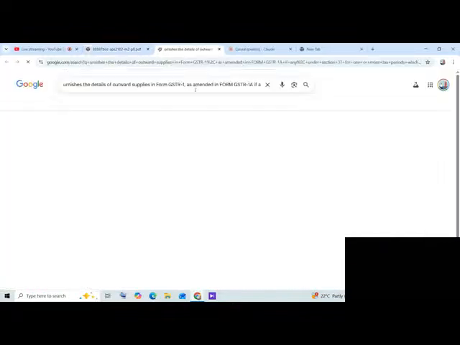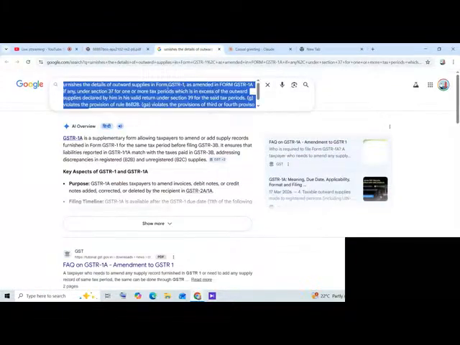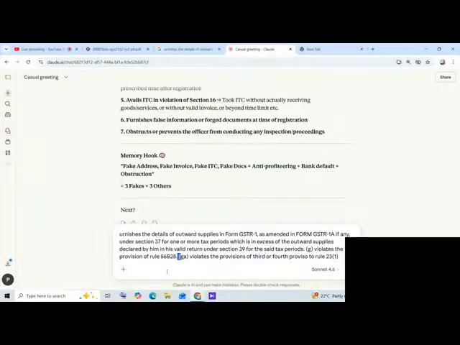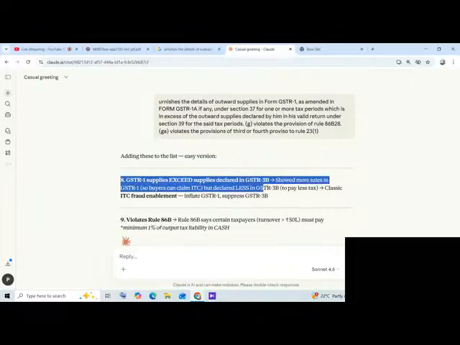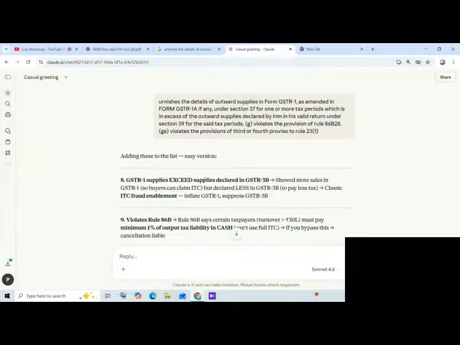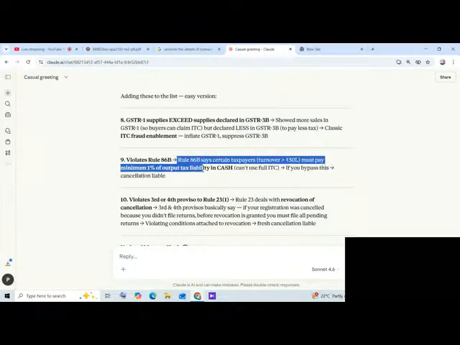Exceeds supplies declared in 3B: shown more sales in GSTR-1, so buyers can claim more ITC while less is shown in 3B to pay less tax. Classic ITC fraud: inflate GSTR-1 and suppress GSTR-3B. Violates 86B: certain taxpayers with turnover above 50 lakh must pay a minimum of 1% in cash. Can't use full ITC; cancellation liable.